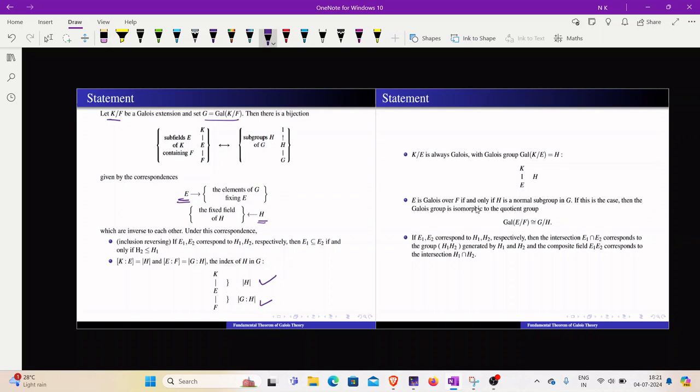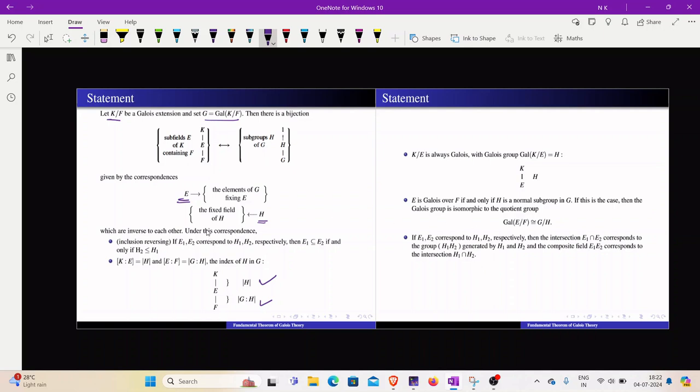So E is also Galois over F, and actually this is possible if and only if H is a normal subgroup of the Galois group, and if this is the case, then the Galois group of E over F is isomorphic to the quotient group G by H. Finally, we will prove that if E1 and E2 are subfields fixed by H1 and H2 respectively, then E1 intersection E2 is the fixed field of the group generated by H1 and H2, and the compositum E1E2 corresponds to the intersection of H1 and H2. So now one by one we will try to prove these statements.